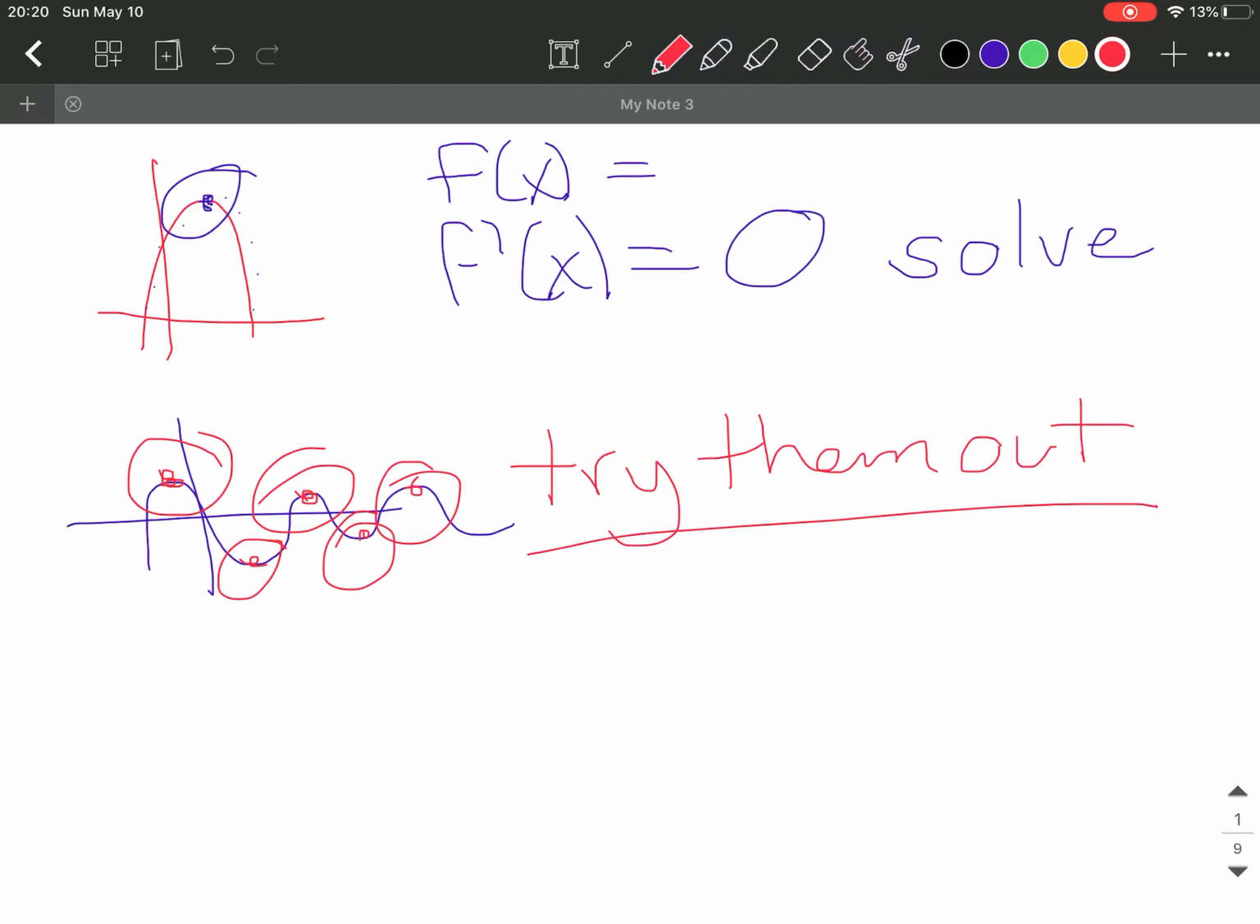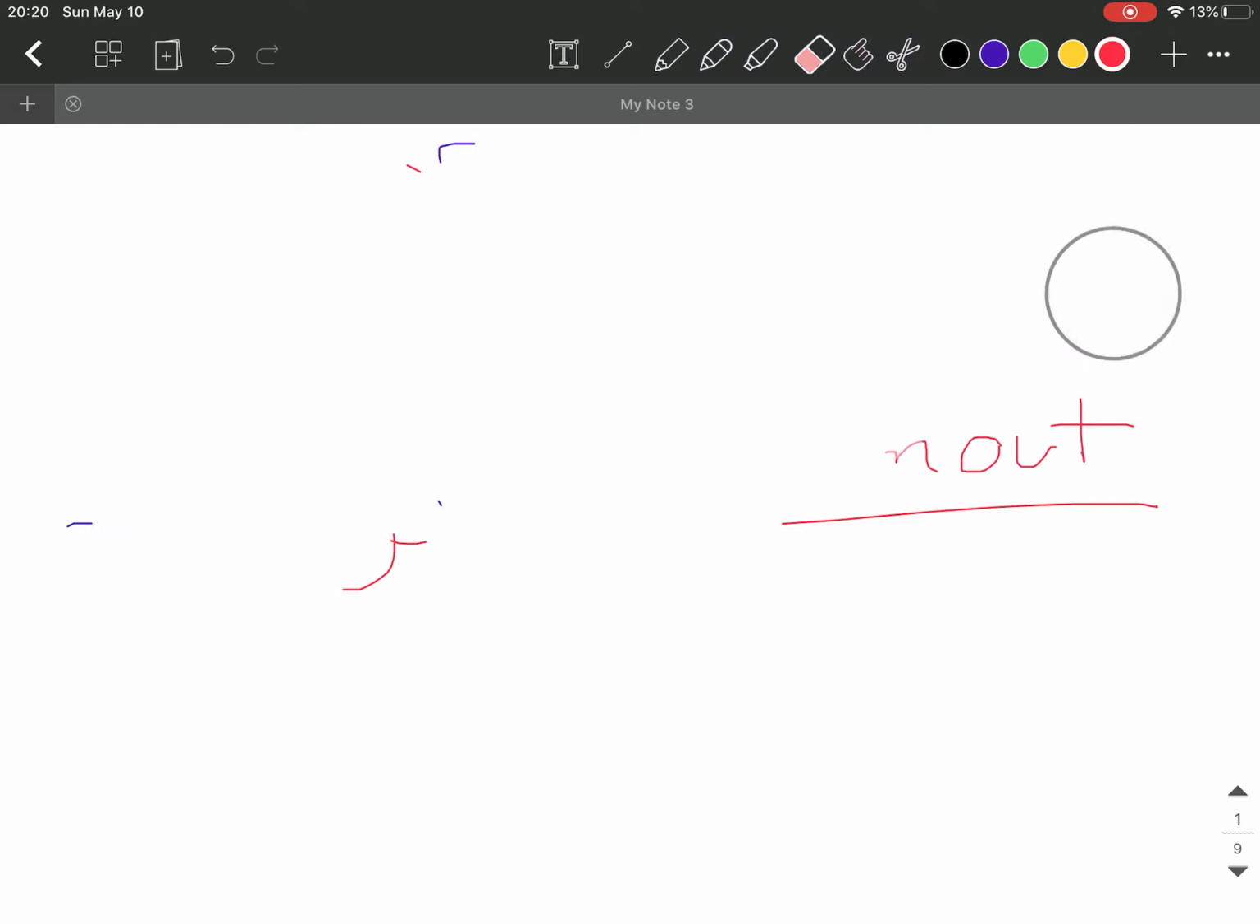one by one in the original function to see which one would give you either the maximum value if you're trying to maximize something, or the minimum value if you were trying to minimize something. So you would have to do some trial and error. So that doesn't seem hard. You just have to write an equation, derive it, and then make it equal to 0 and solve.